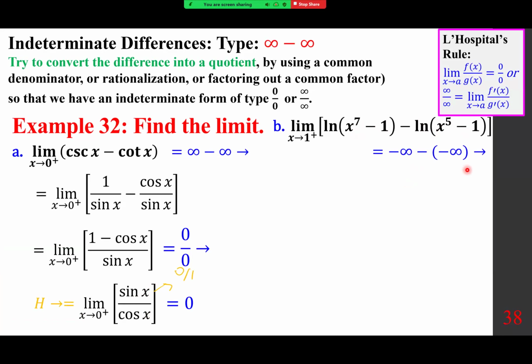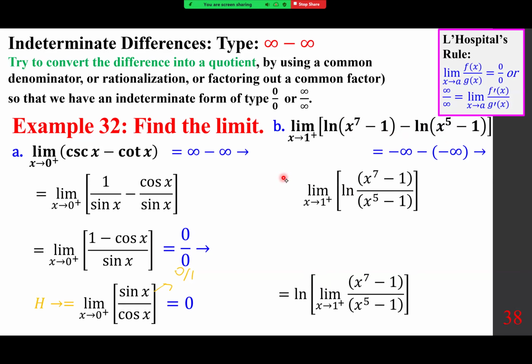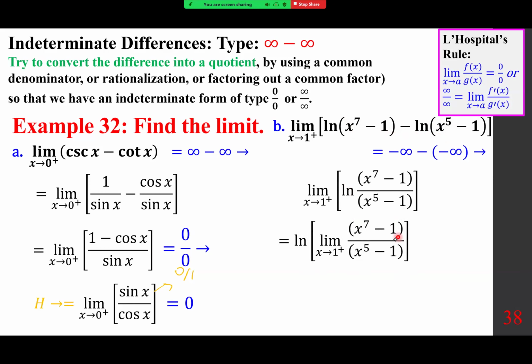So the technique is to combine these two into a single log, ln of x to the power of 7 minus 1 over x to the power of 5 minus 1. We can interchange the ln and limit. And this, as x approaches 1 from the right, if I plug in, I get 0 over 0.